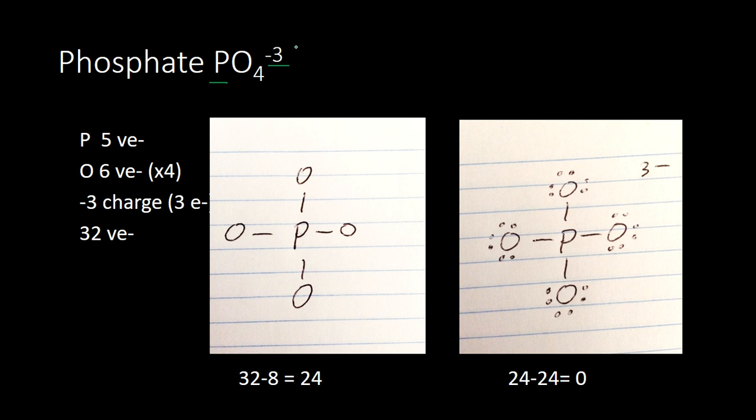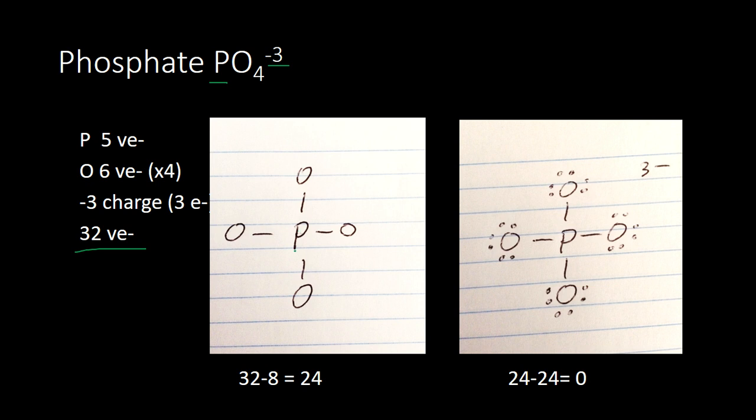You're going to take a charge of a -3. So since it's a -3 charge, we're going to need to add 3 more electrons. Remember, electrons have a negative charge. So if we have 3 more electrons than protons, we're going to need to add 3 electrons to account for that. Our total when we add up 24 plus 5 plus 3 is 32 valence electrons.